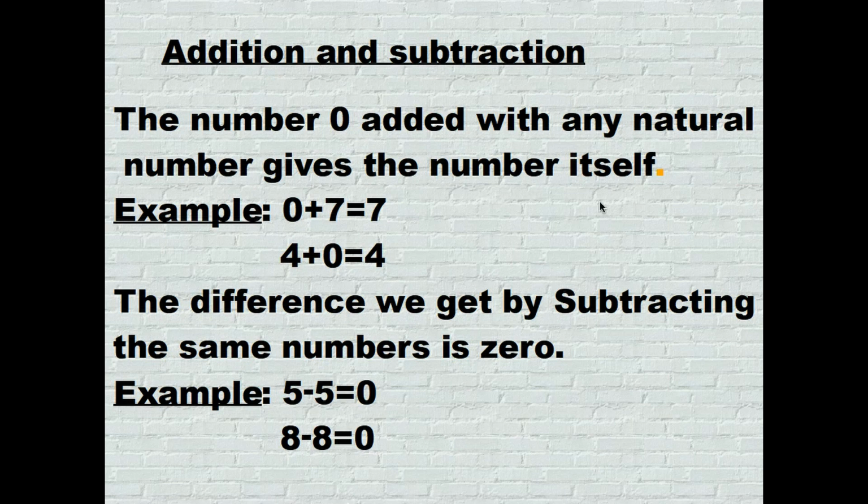We have also seen some properties of addition and subtraction. For example, when you add 0 to a number, the result does not change. And when you subtract two equal numbers, the result will be 0. This was also discussed in the previous class.